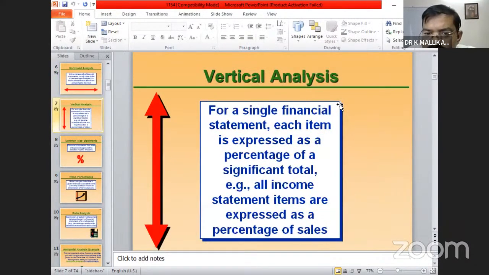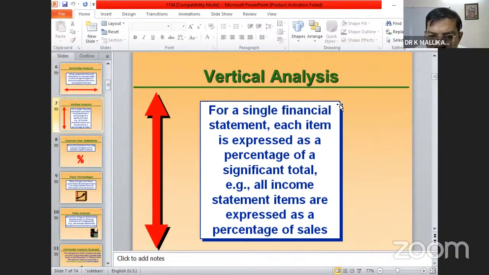The second one is vertical analysis. Here we use a single financial statement. In the earlier method, horizontal analysis, we use 2 financial statements, current year and previous year. Whereas vertical analysis uses only a single financial statement, and each item is expressed as a percentage of a significant total, either total sales, total revenues, total assets or total liabilities. We see what the percentage is.